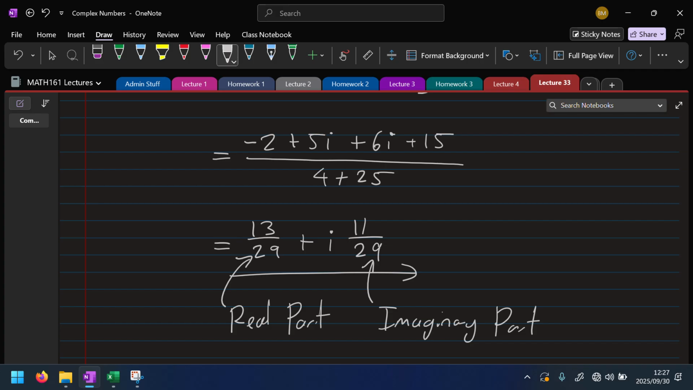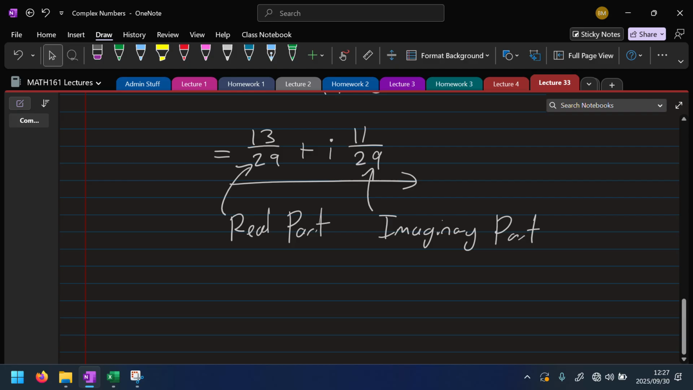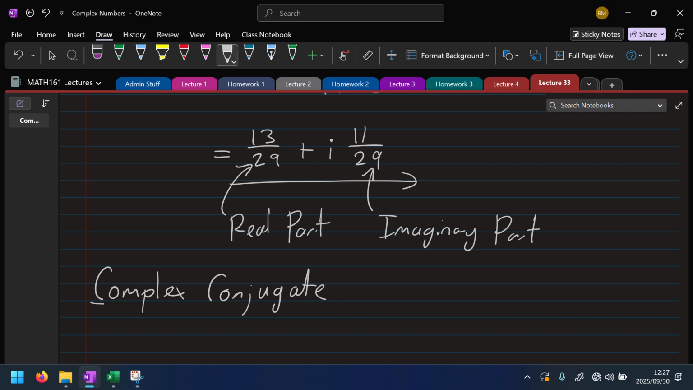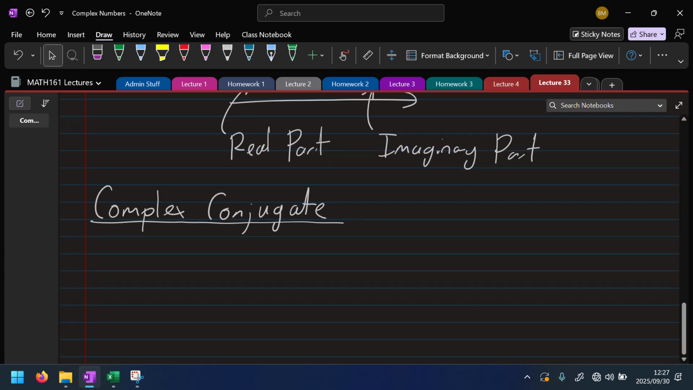All good. Okay, so let's have a look at this conjugation property in some more detail. So the complex conjugates. Again, remember, the complex conjugate is just replacing i with minus i. That's the only thing that you're doing.